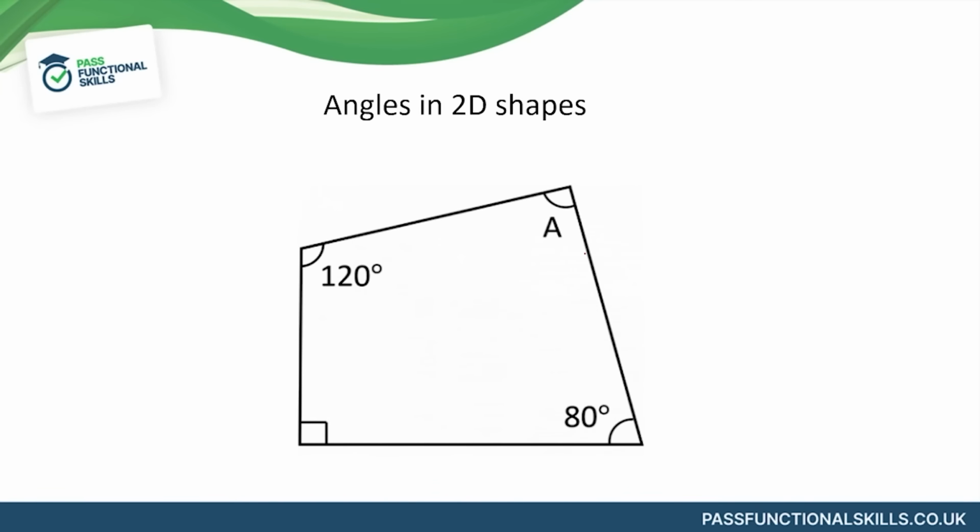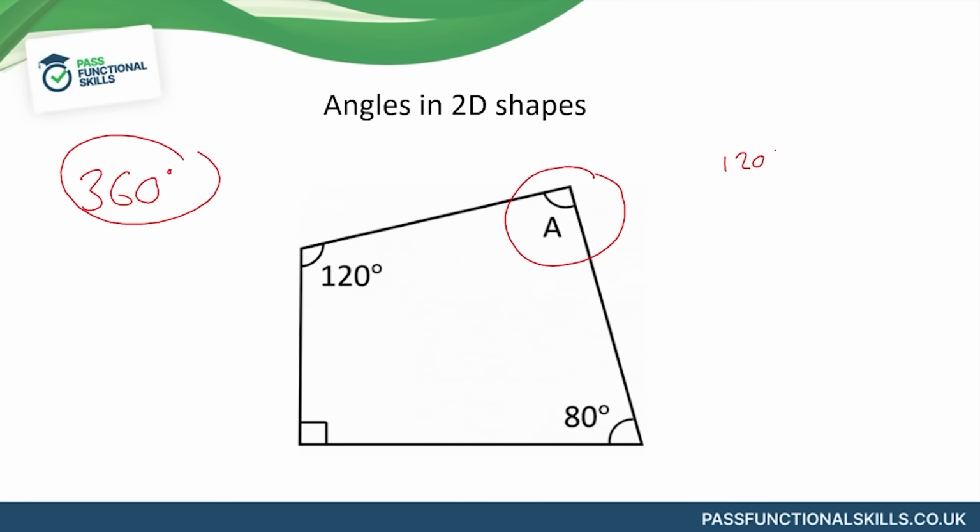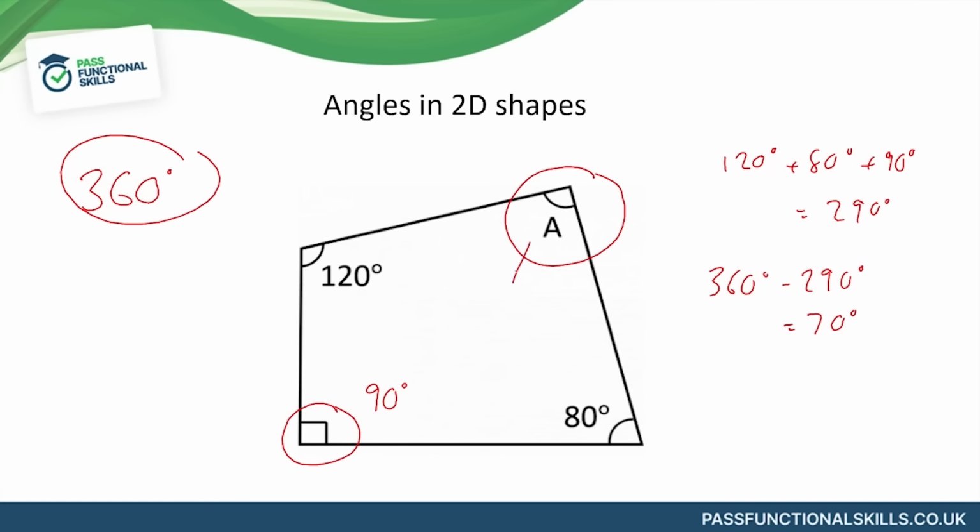So let's assume for this question we need to work out this angle here, angle A. It's a 4-sided shape, so the angles are going to add up to 360 degrees. So what have we got so far? We have 120 degrees, we have 80 degrees, and we have a right angle. And hopefully we remember that a right angle is 90. So if we add these together, 120 plus 80 is 200. 200 plus 90 is 290 degrees. So angle A is going to be the difference between 360 and 290. 360 degrees, take away 290 degrees is 70 degrees. So this angle here is 70 degrees.